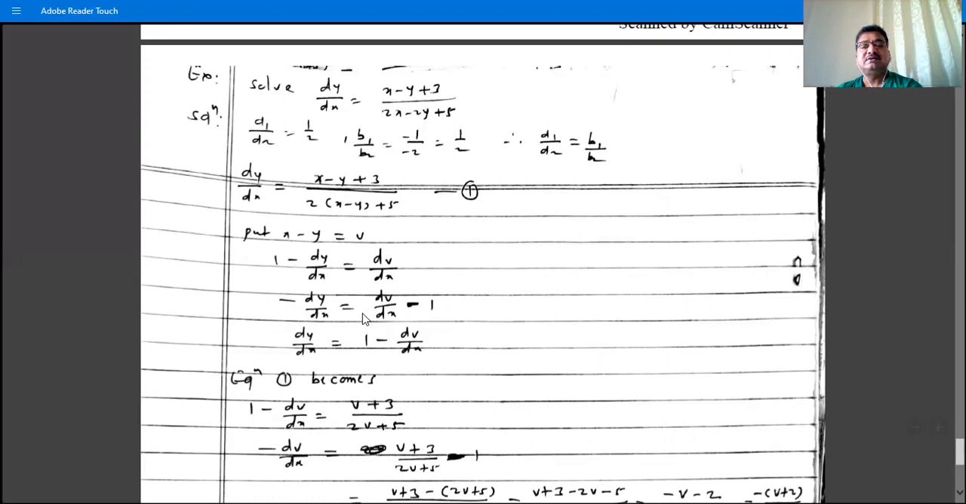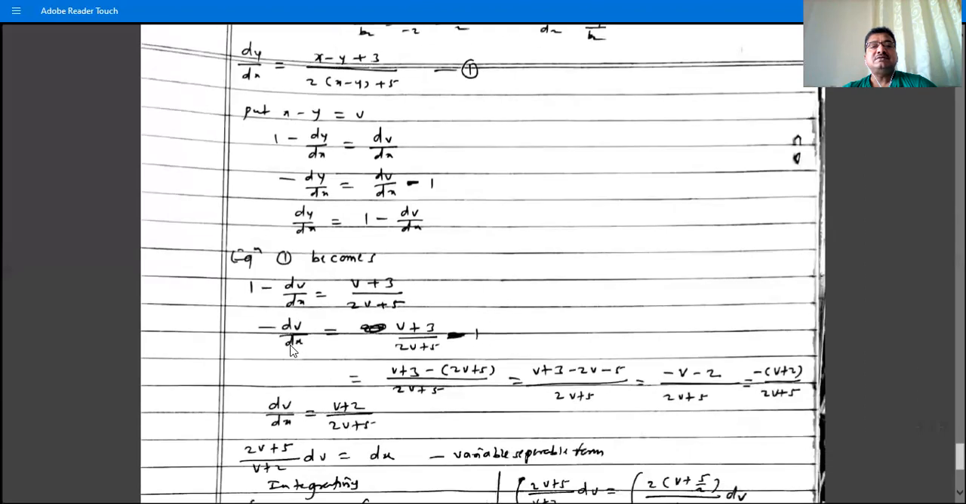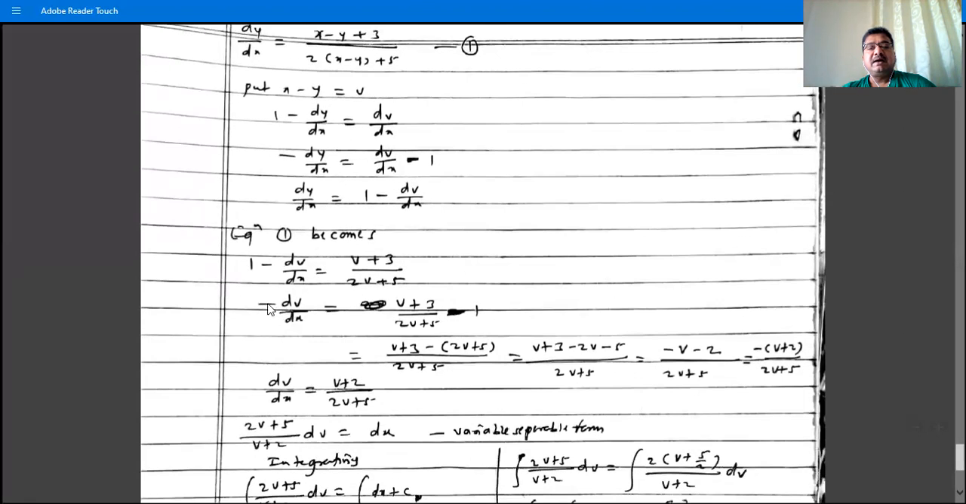So dy by dx is 1 minus dv by dx. And so equation 1 becomes 1 minus dv by dx is equal to x minus y as v plus 3 divided by 2v plus 5. Okay. And then minus dv by dx is equal to (v plus 3) divided by (2v plus 5) minus 1. This 1 becomes plus 1, becomes minus 1.